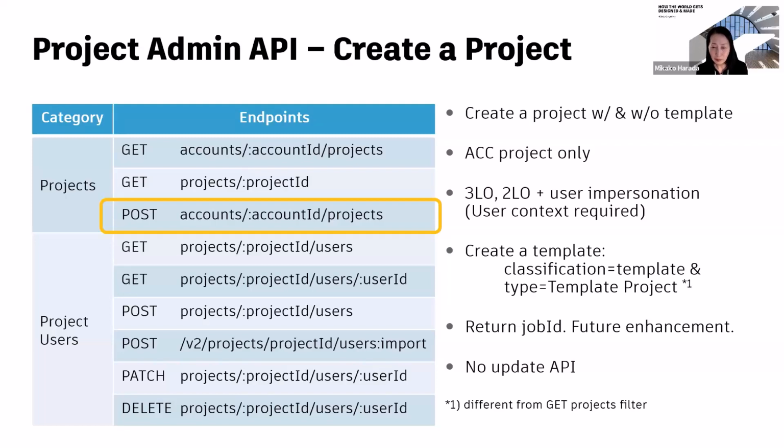So another tip here: these endpoints will return a job ID, but again, there is no method at this point to check the status with the job ID. This will be a future enhancement. And again, there is no update API. So just to be aware that we are aware.